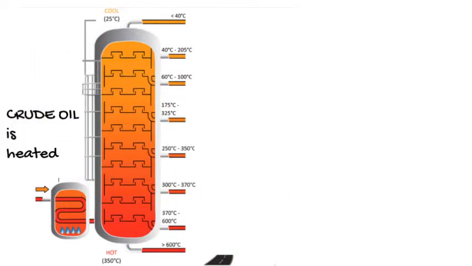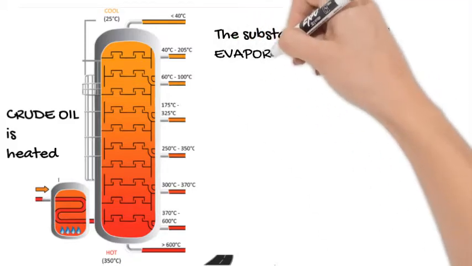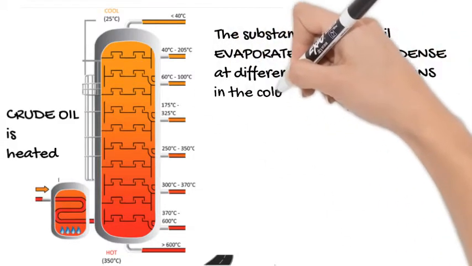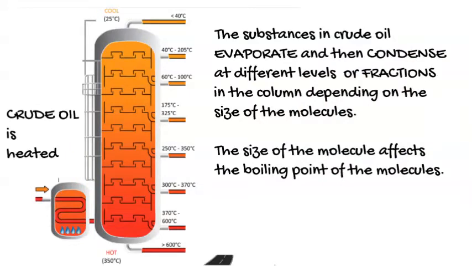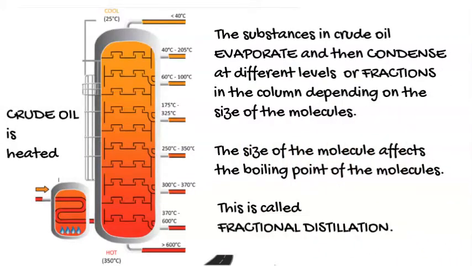To start off with, the crude oil is heated. The substances in crude oil evaporate and then condense at different levels or fractions in the column depending on the size of the molecules. So the size of the molecule affects the boiling point. The smaller the molecule, the lower the boiling point. And this process is what we call fractional distillation. Remember, distillation equals evaporation plus condensation.